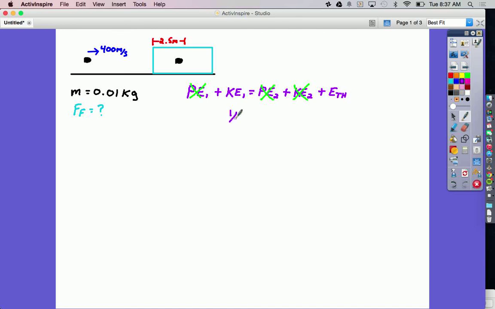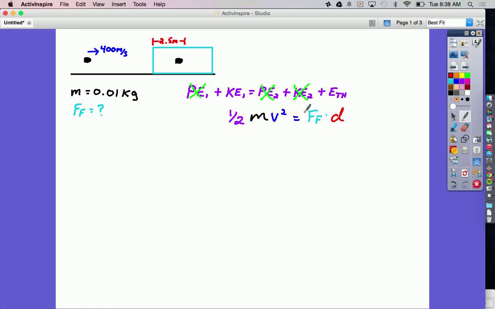So kinetic energy is 1/2 mv squared, and thermal energy is the work done by friction, which is force times cosine theta times distance, but there's no angle. So I don't have to worry about the cosine theta part, so I'm going to leave it off, and I just have friction multiplied by the distance the bullet traveled into the block, which is how much distance the friction was acting on the bullet.